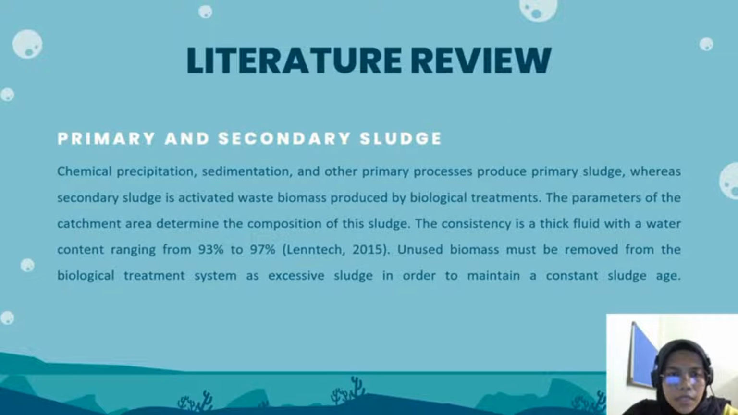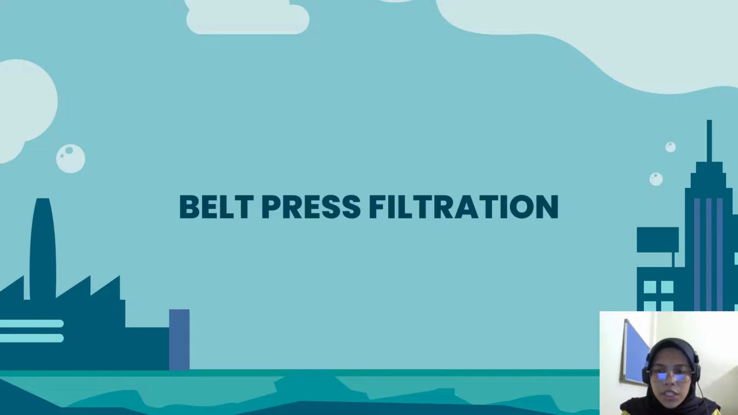Next, primary and secondary sludge. Chemical precipitation, sedimentation and other primary processes produce primary sludge, whereas secondary sludge is activated waste biomass produced by biological treatments. The parameters of the catchment area determine the composition of the sludge. The consistency is a thick fluid with a water content ranging from 93% to 97% according to Landtech 2015. Unused biomass must be removed from the biological treatment system as excessive sludge in order to maintain a constant sludge age.